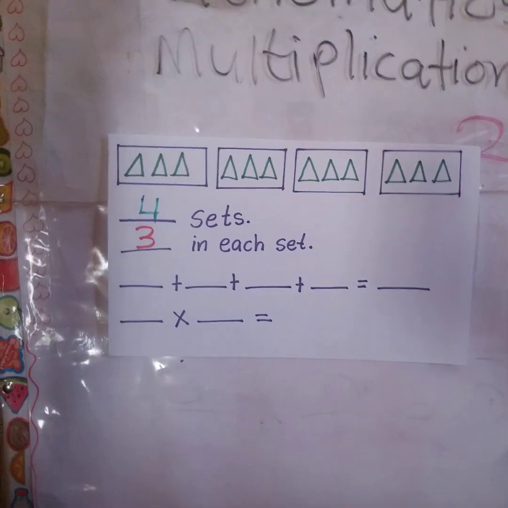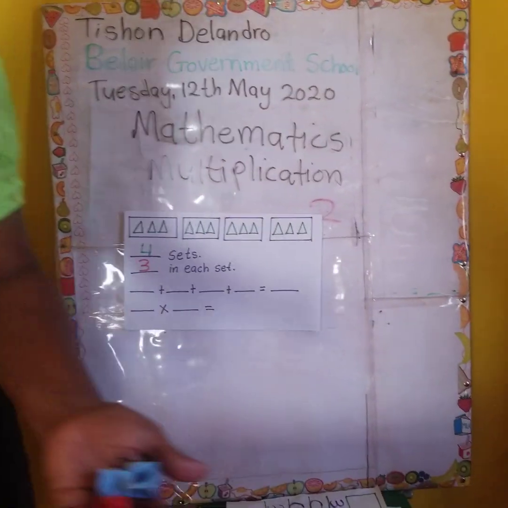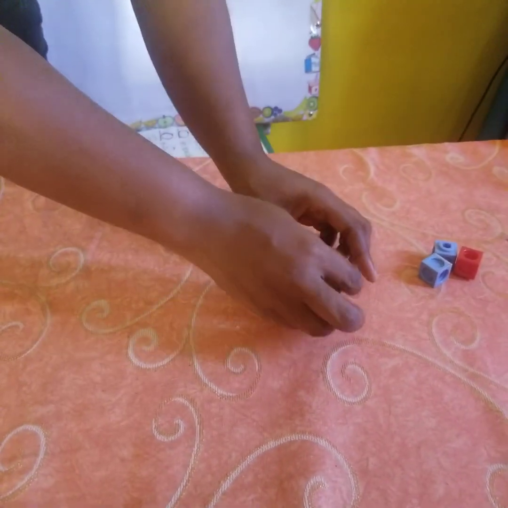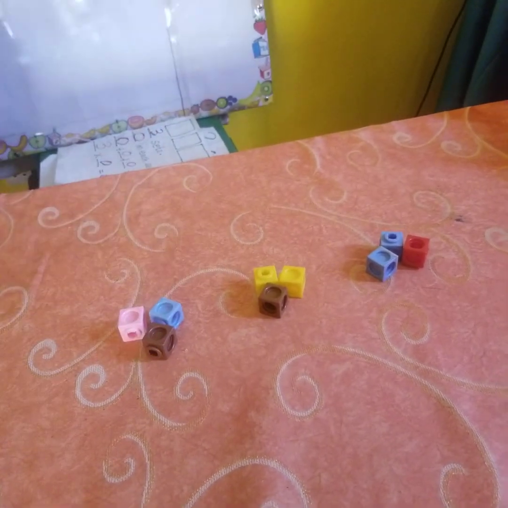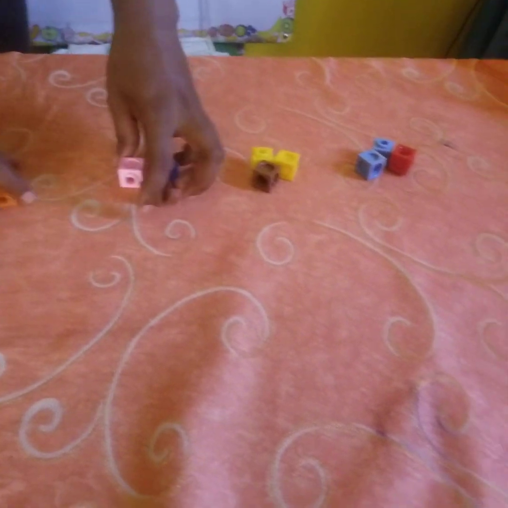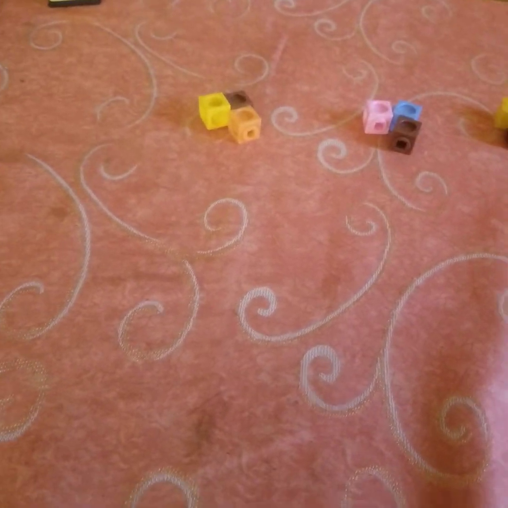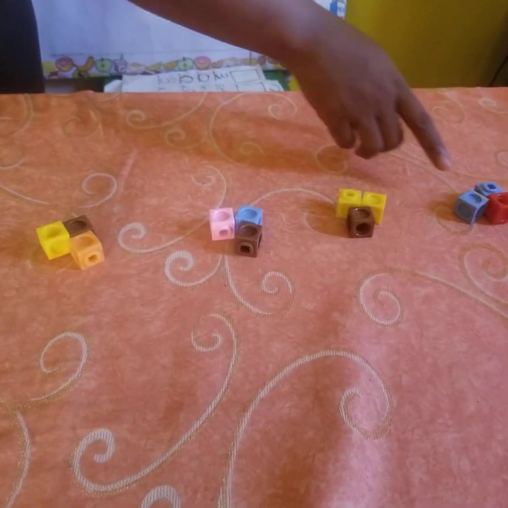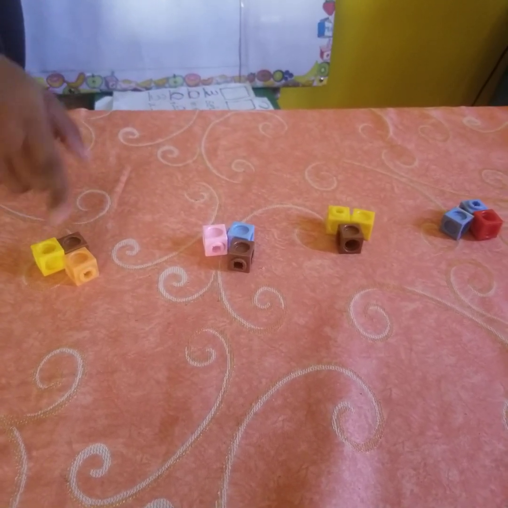So let us do our 4 sets, and we're going to put our 3 in each set. So we'll have some invisible sets here. 1, 2, 3, set 1. 1, 2, 3, set 2. 1, 2, 3, set 3. And 1, 2, 3, set 4. So let us count to see how much we get in our sets. 1, 2, 3, 4, 5, 6, 7, 8, 9, 10, 11, 12.